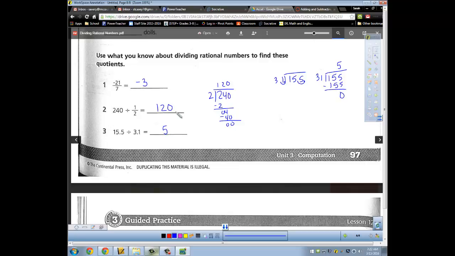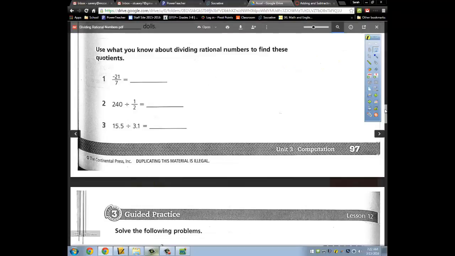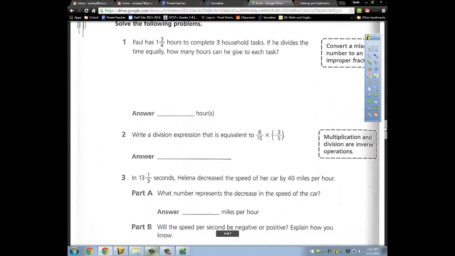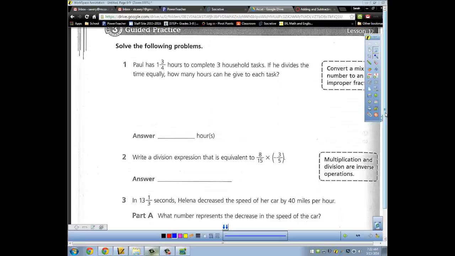Okay, last page we're going to do together. Paul has 1 3/4 hours to complete 3 household tasks. If he divides the time equally, how many hours can he give to each task? So our total amount of time is 1 3/4. We're dividing it among 3 tasks, so that's our problem. 1 3/4 is 7 over 4. Change division to multiplication. This was 3 over 1, so I'm going to flip it to 1/3. So that's 7 over 12. So 7 over 12 hours.